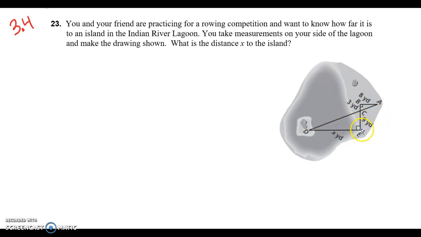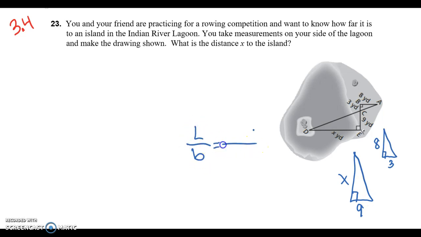All right, so like I told you the other day, you might want to draw these kind of in the same manner with the right angle down here. That might be easiest. If I do, then that's x and that's 9. And then over here on this one, you can see that this longer side that goes down to the right angle would be the 8, and this would be the 3. From here, I think it would be really easy for you to say left over bottom equals left over bottom. Okay, so you would do x over 9 equals 8 over 3.